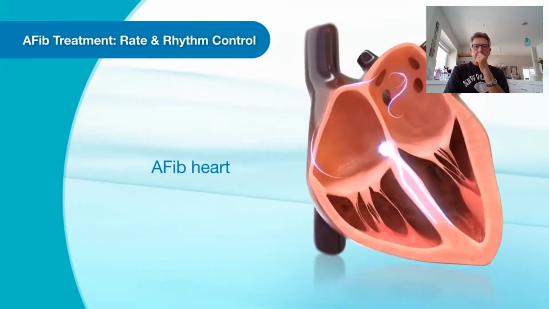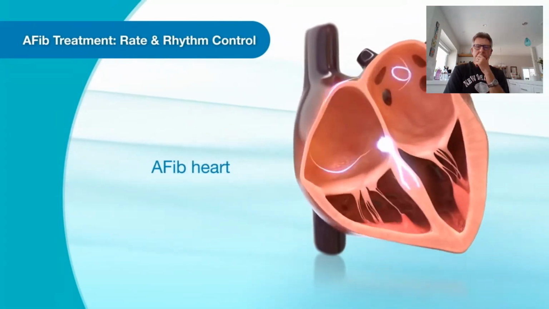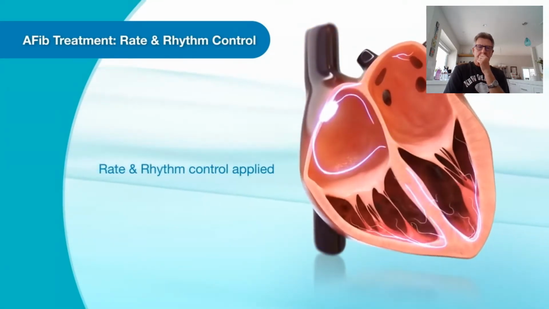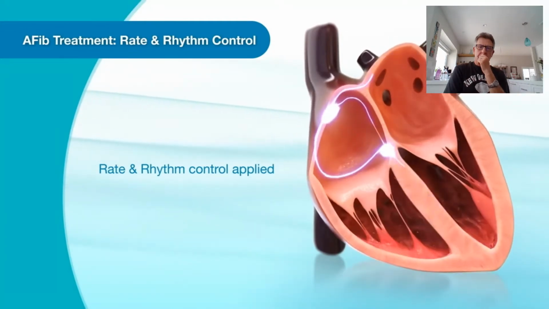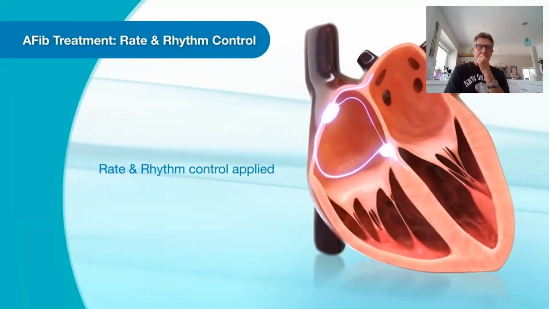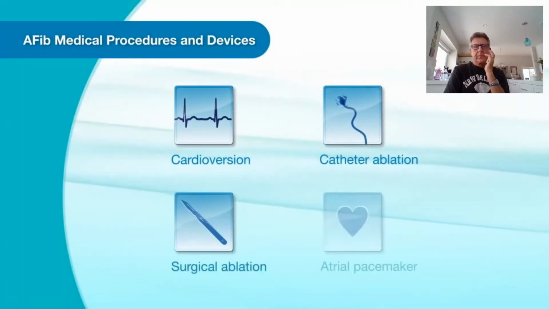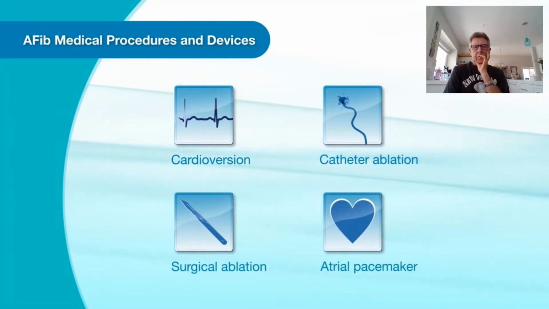Combination of rate and rhythm control treatments may be recommended to reduce the heart rate and maintain the normal heart rhythm. Rate control medication is used to slow the heart rate down. When rhythm control is added, the goal is to have the heart beat at a normal rhythm. Other treatments for Afib may include surgical and non-surgical procedures and implanted devices.